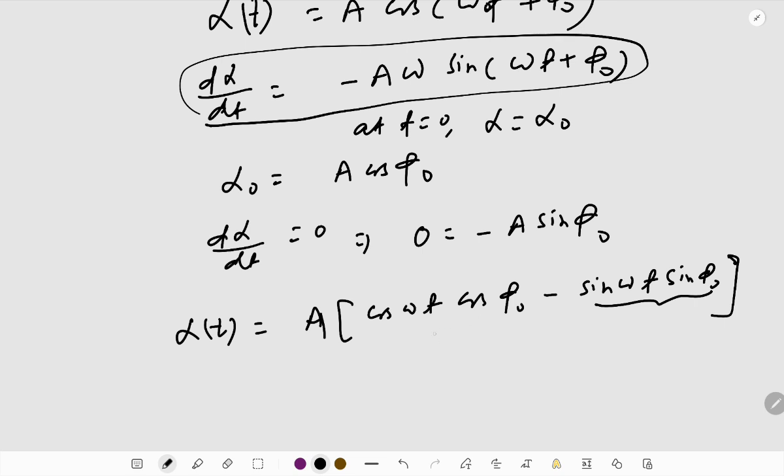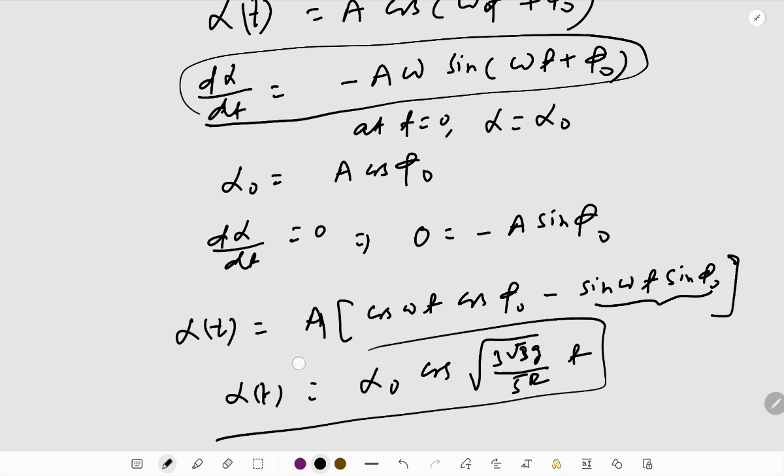You can put that here, and you will get your result simply as alpha in terms of t equals alpha naught cos omega t, where omega is the root of 3 root 3 g by 5r, multiplied by t. And this is the equation of motion of the center of mass of the stick.